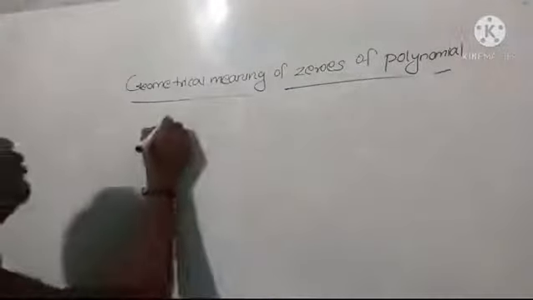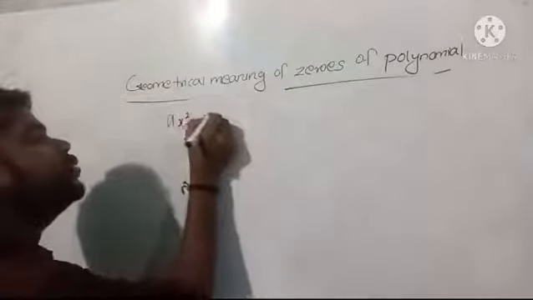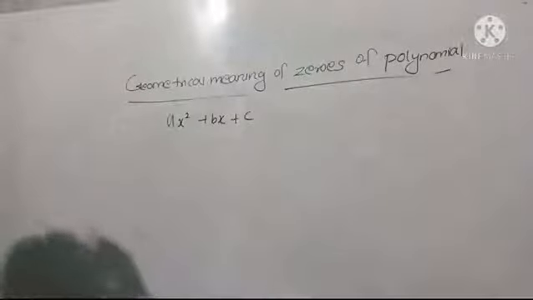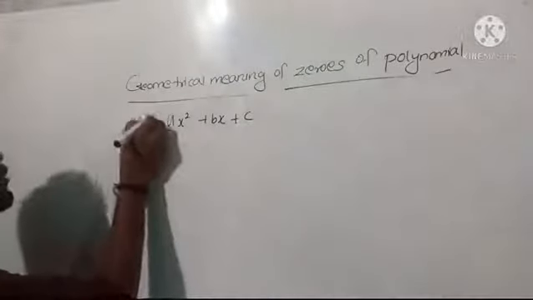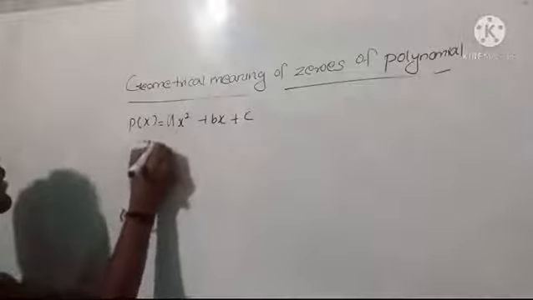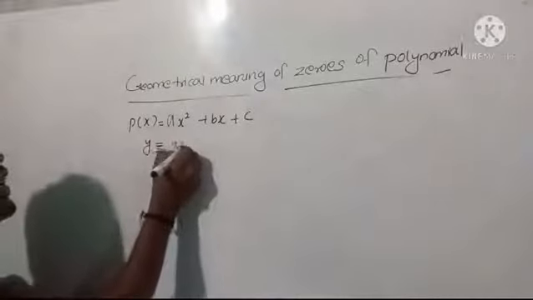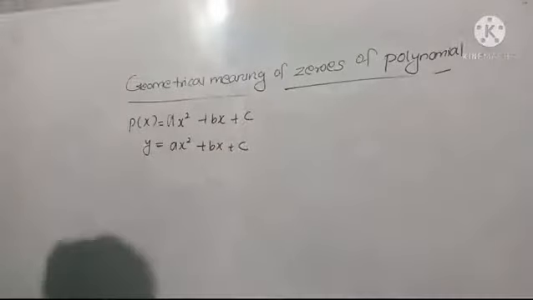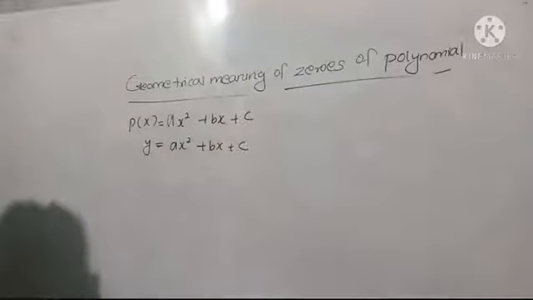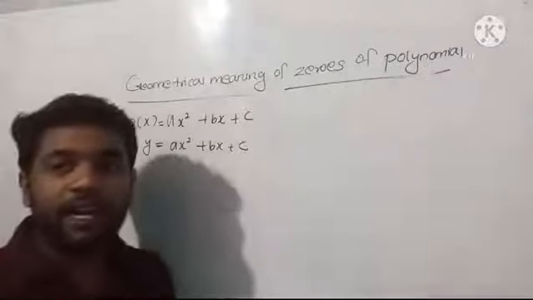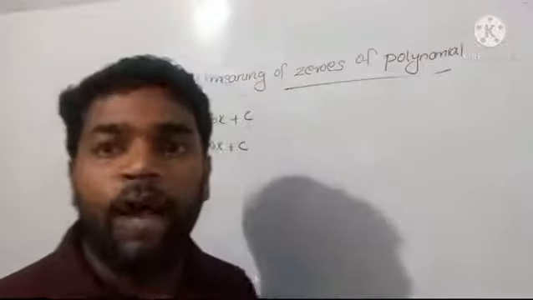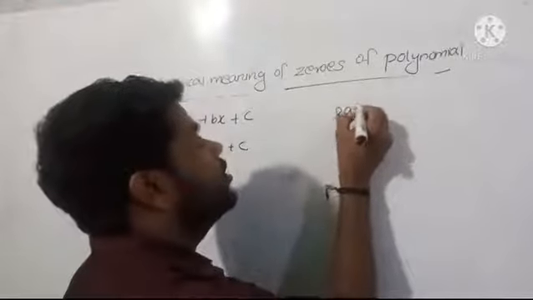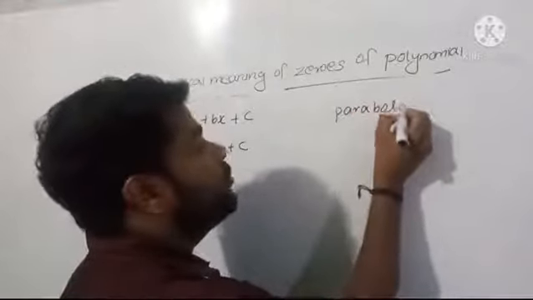then what is the standard form of a quadratic polynomial? ax square plus bx plus c. So this is the standard form of a quadratic polynomial that we call p of x. That p of x we call y also. y equal to ax square plus bx plus c form. That is a quadratic polynomial. And the graph of a quadratic polynomial is a parabola. The shape of a quadratic polynomial graph is a parabola.